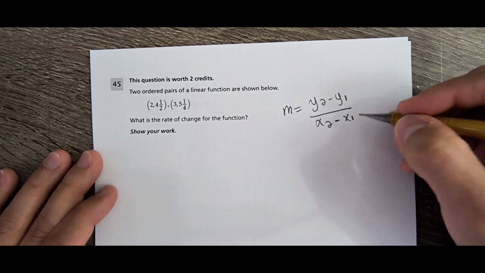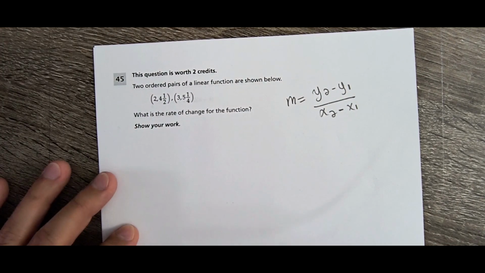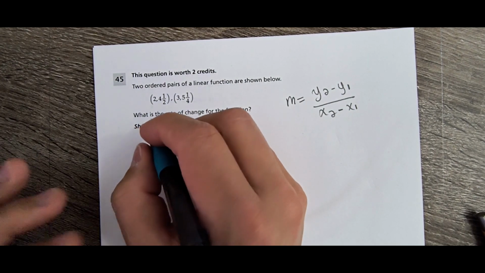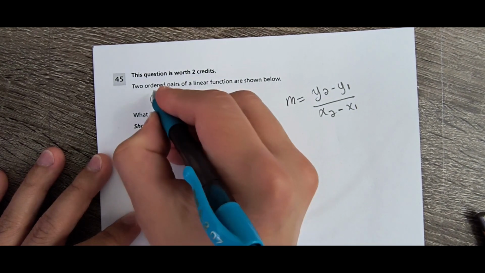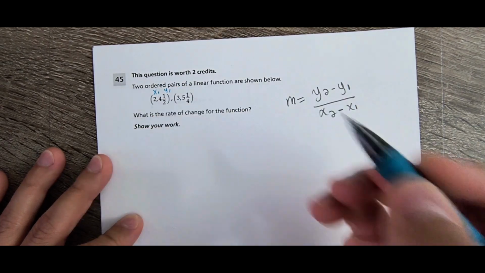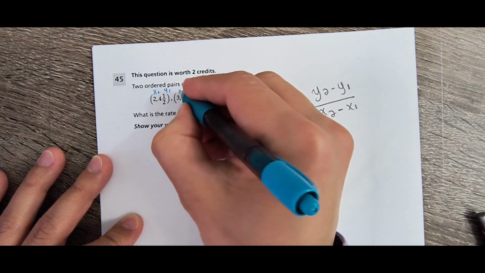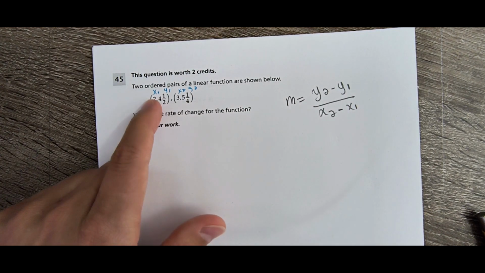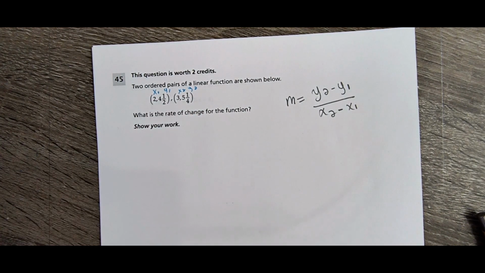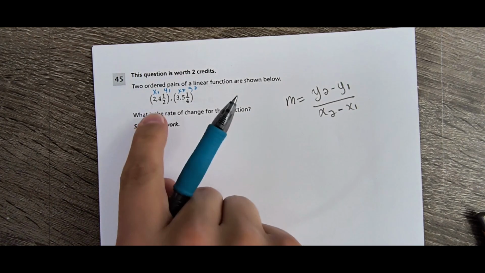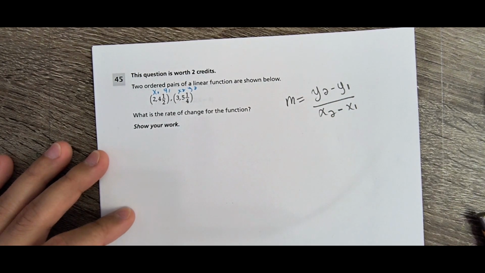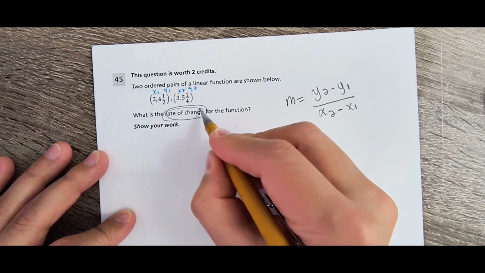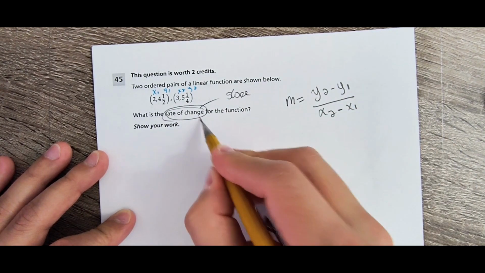If you want, you can label it this way. It's up to you, it doesn't really matter the order. I always label the first one x1, y1, and then the second one x2, y2, because it's the second point. But this one can be x2, y2, and this one can be x1, y1. Now that I have labeled my points, all I have to do is plug them into my formula and I will be able to find the rate of change, because the rate of change is just another word for slope, for constant of proportionality, for unit rate.